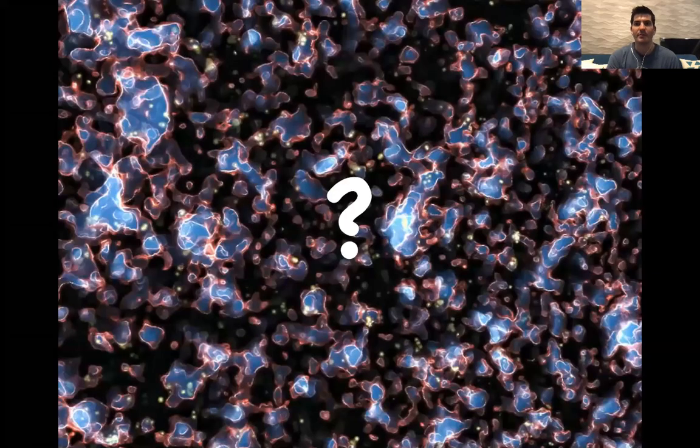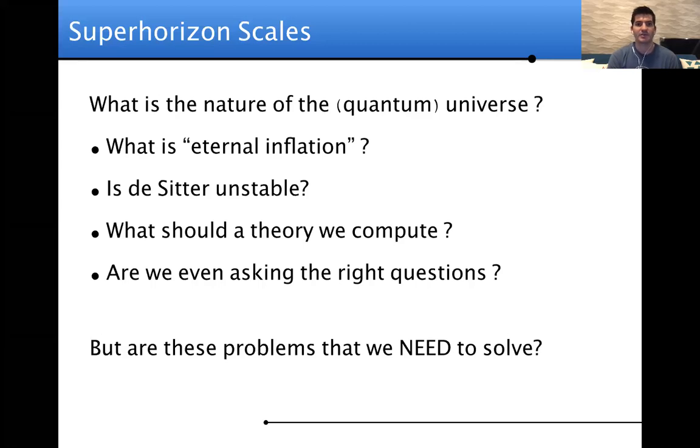So describing the quantum mechanical universe on the largest possible scales is one of the great outstanding problems in cosmology. It has to do with questions like, what is eternal inflation, and is de Sitter space fundamentally unstable? It also has more practical origins, like what should a theory of quantum de Sitter even compute? And the fact that we can't answer any of these questions might suggest that we're not thinking about this the right way, or that we shouldn't even have to solve these kinds of problems, and maybe there's some kind of metaphysics problem.